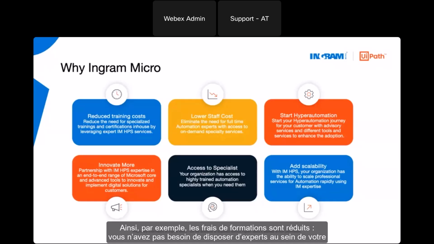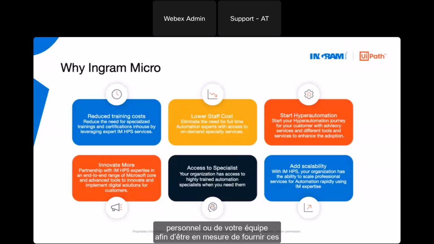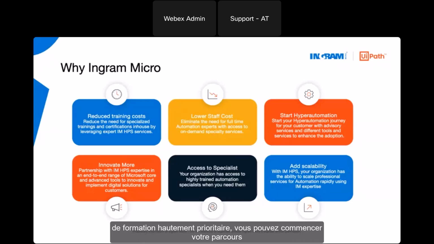So, for example, reduce training costs. You don't need to have experts in your staff or as part of your team in order to be able to deliver these capabilities or these solutions to your customers. So you don't need to have additional operational expenses in terms of training costs or additional staff members, or even if you don't have right now a hyperautomation practice, you can start your practice, your journey, and build your expertise along with the Ingram Micro team, right?